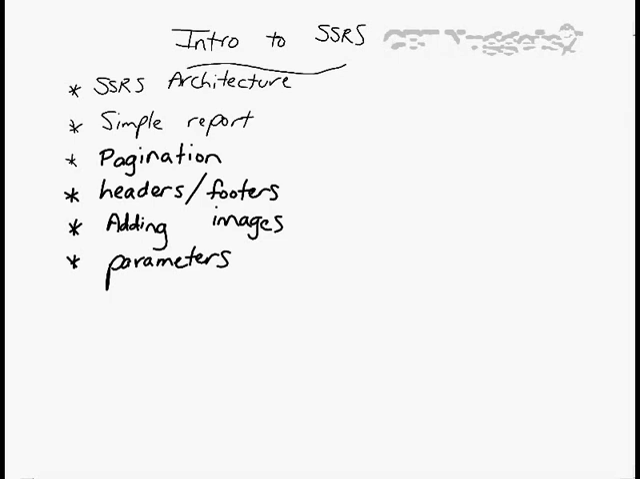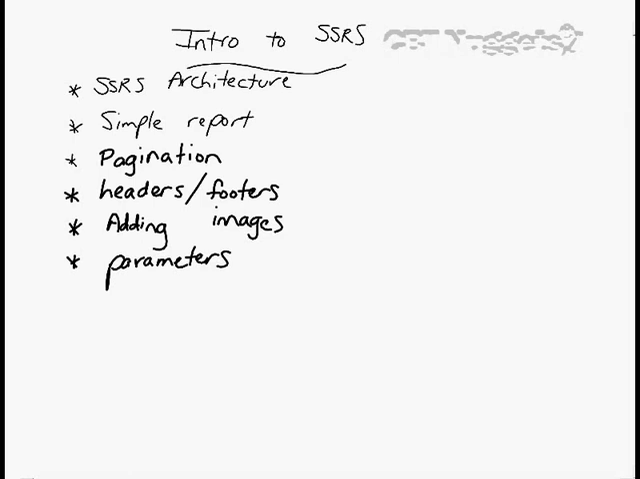In this nugget, we'll take a quick look at the SSRS architecture. There's several components to it, and then we're going to create a simple report. There's three main components to a report. There's the page, the group, and the details. After we create a simple report, then we'll take a look at pagination.